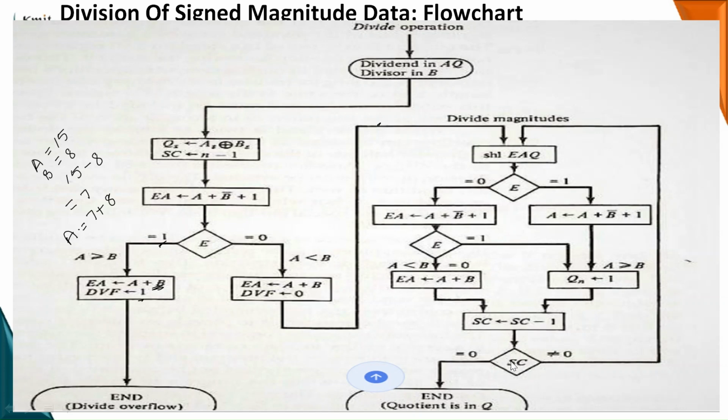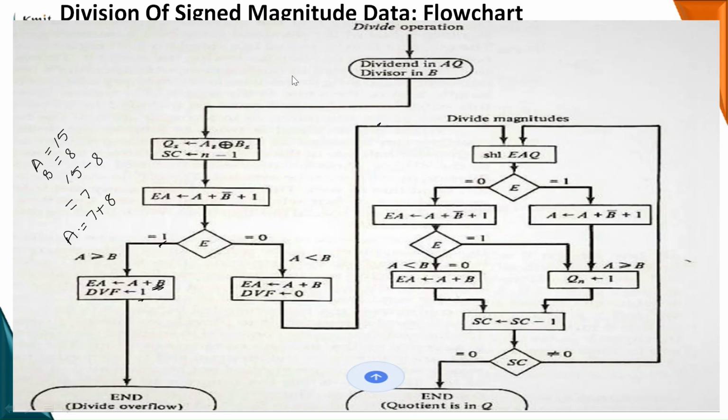If the sequence counter is equal to 0, we'll stop the process, and whatever is there in Q will be your quotient, and whatever is in A will be your remainder. If the sequence counter is not equal to 0, we'll again continue with the same process from the magnitude, dividing the magnitudes until your sequence counter reaches 0.